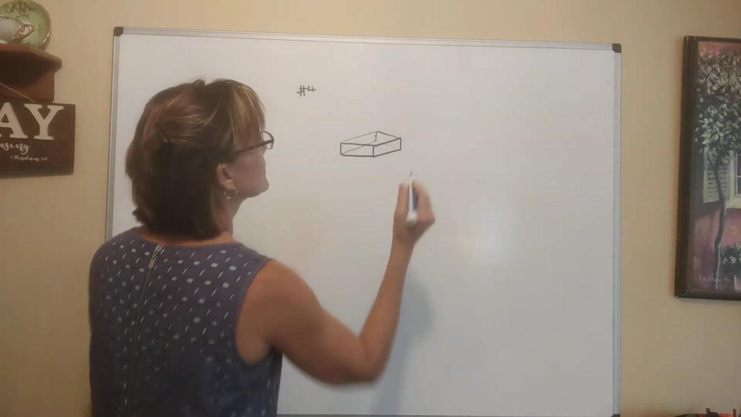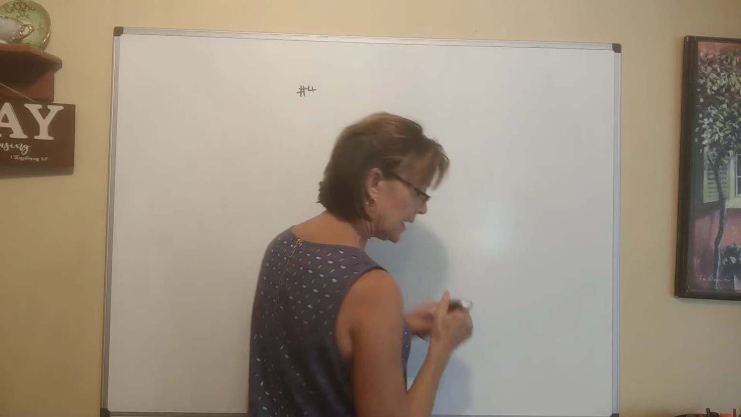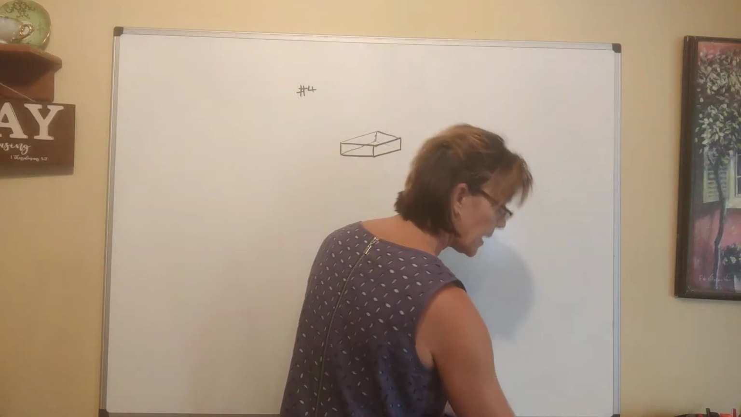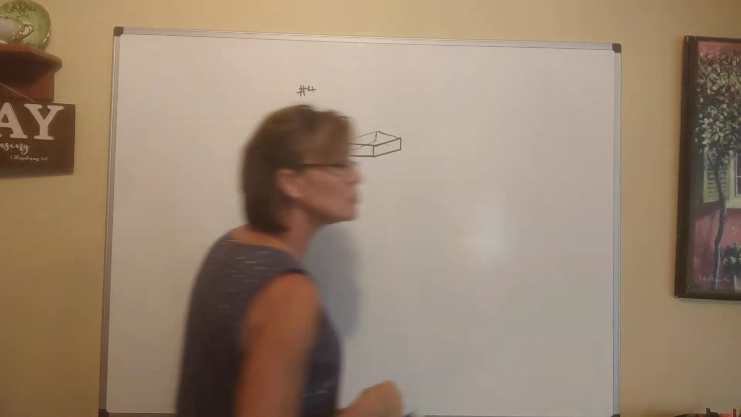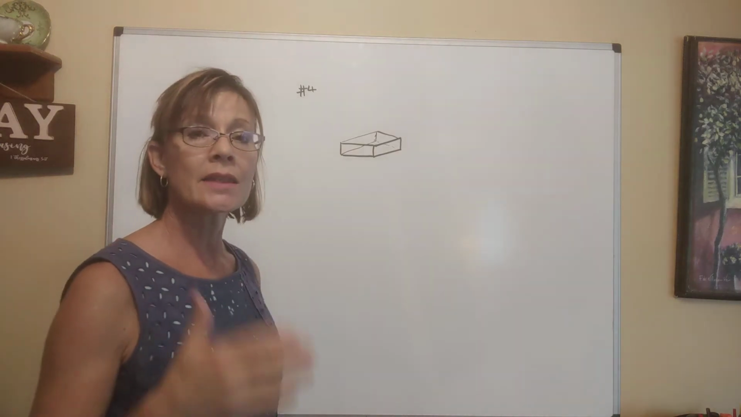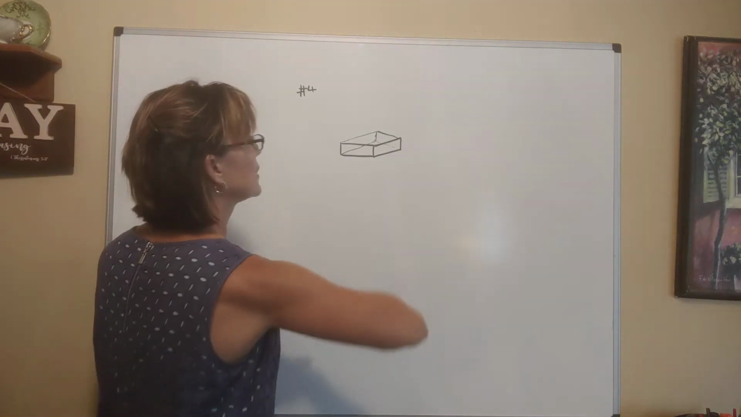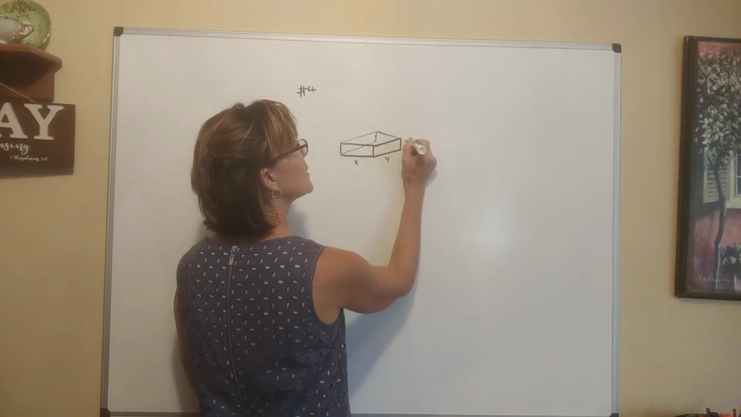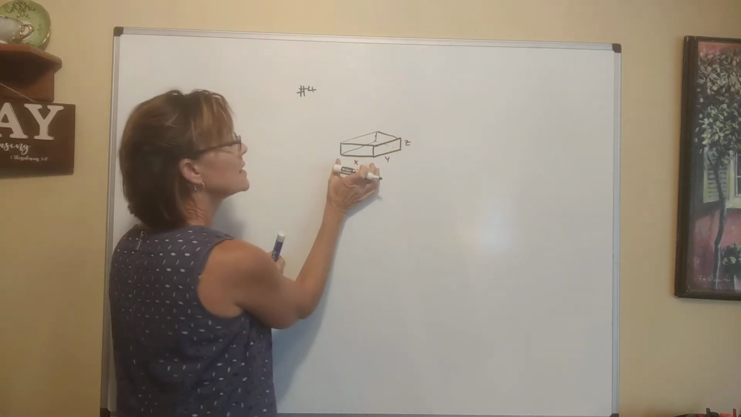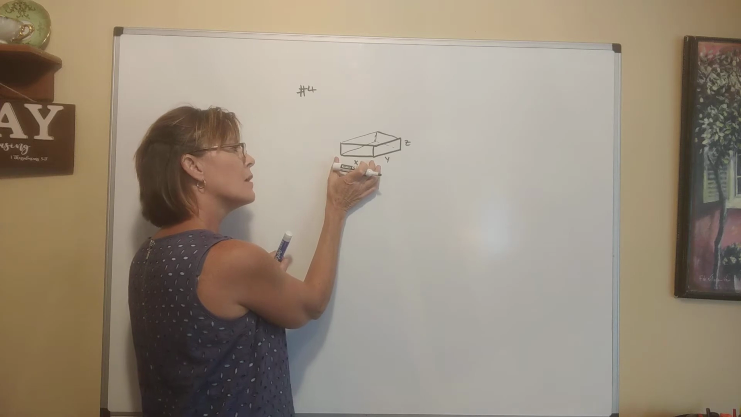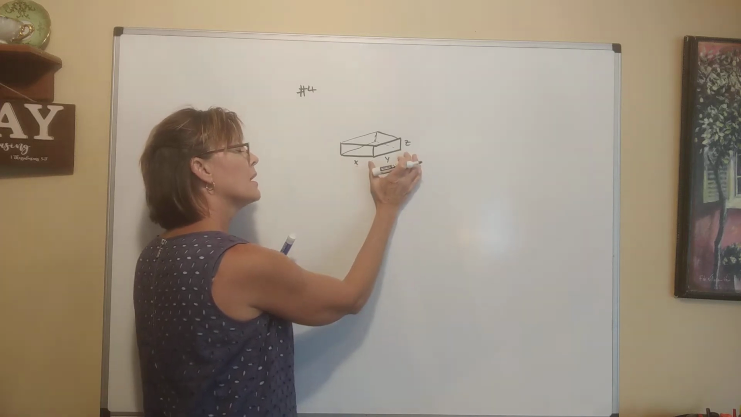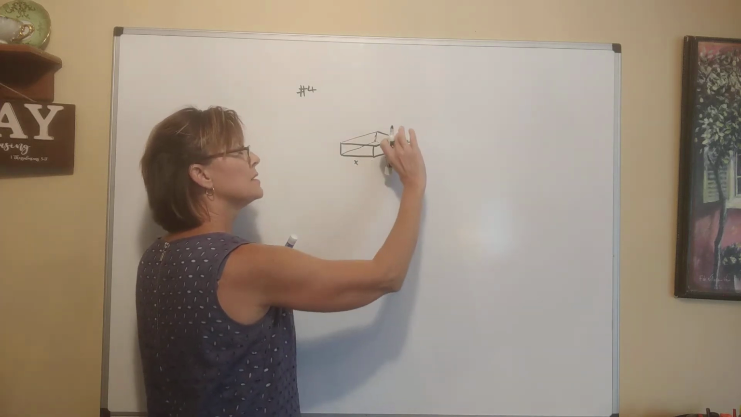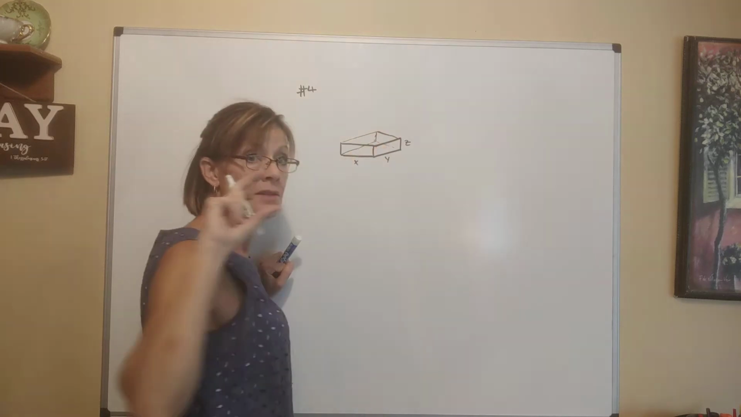So, the volume of a rectangular solid is equal to length times width times height, but I'm going to choose to call my length, width, and height X, Y, and Z. That's just what I want to do. So this is going to be my X, and this is going to be my Y, and this is going to be my Z. So X is how wide this part is, and Y is how long this part is, and Z is how tall the box is, the height.